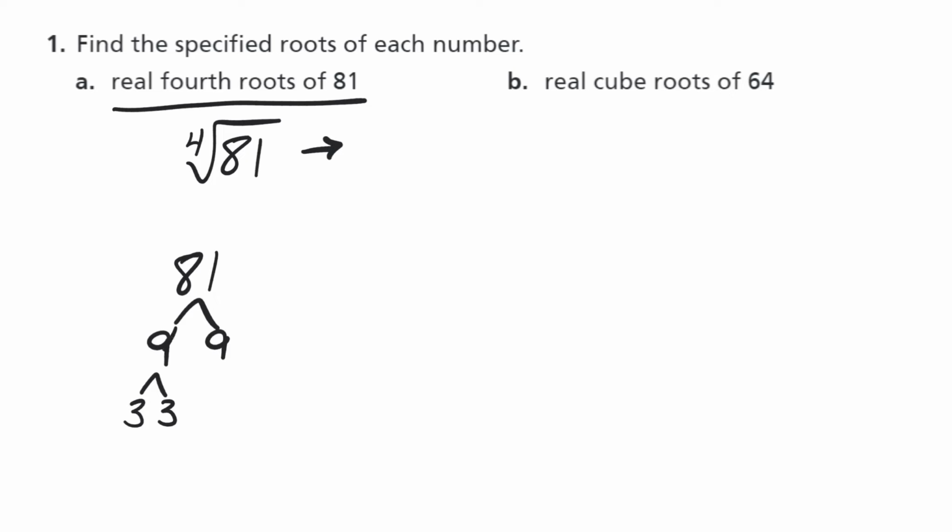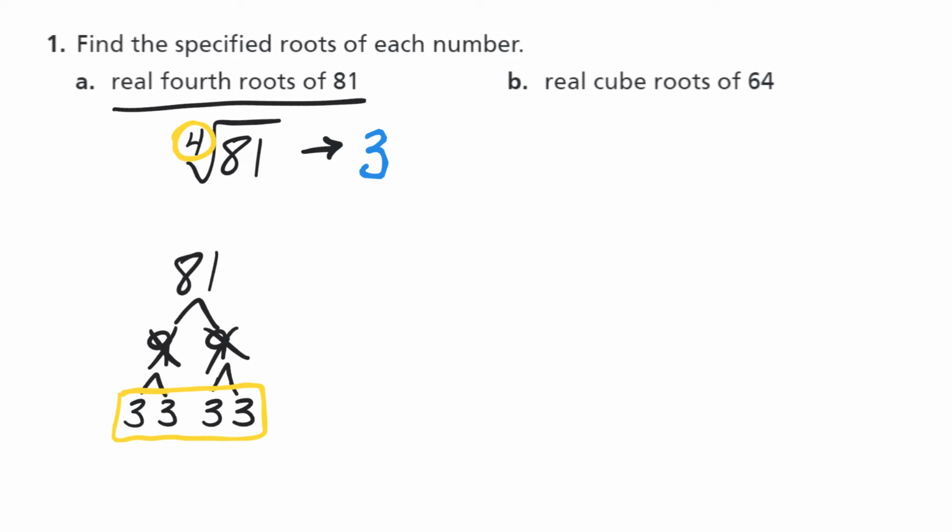So we see that 9 factors down to 3 times 3, and then the other 9 factors down to 3 times 3 as well. So what we're looking for is a group of 4, since we have a fourth root. That's called our index there. So we do have a group of four 3s, which means the fourth root of 81 is equal to 3. And as we said, that was the square root of the square root.